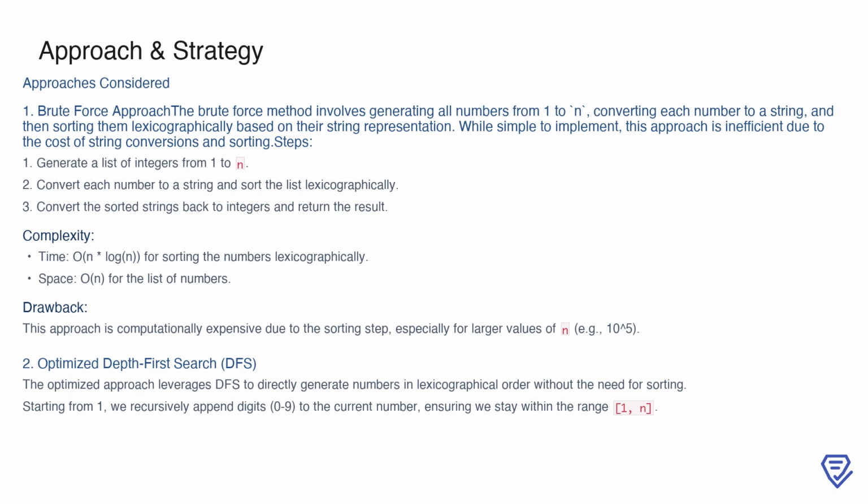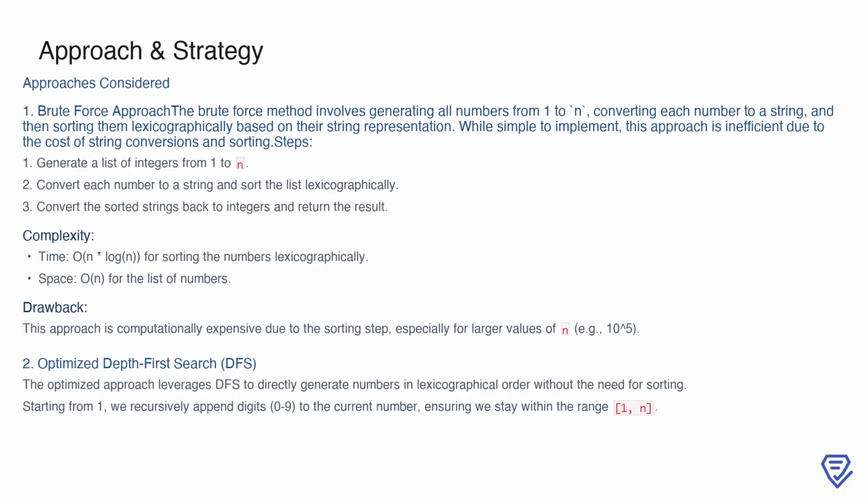Sorting the numbers lexicographically has a time complexity of n log n, and the space complexity is n, because we need to store the entire list of numbers. This makes the brute force approach computationally expensive, especially when n is large, such as 10 to the power of 5. To address these inefficiencies, we move to a more optimized method using depth-first search, or DFS.